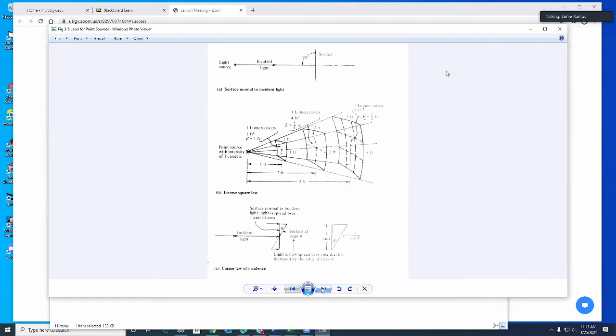Now, in the figure at the bottom, we see the incident light coming to a surface which is tilted at an angle theta. So there is going to be an illuminance dependence on the angle theta, and that's called the cosine law for incidence.